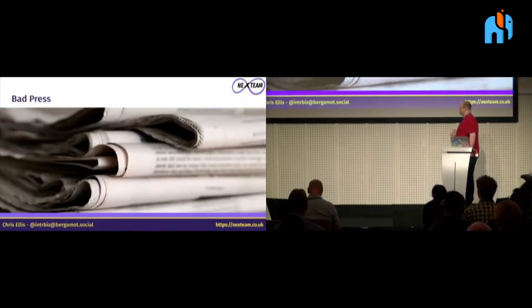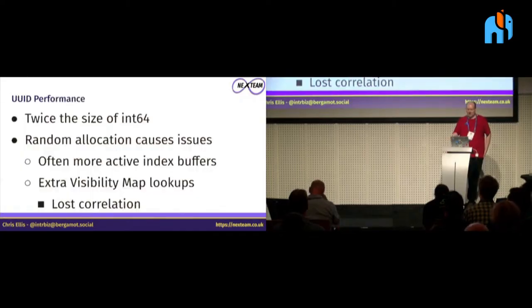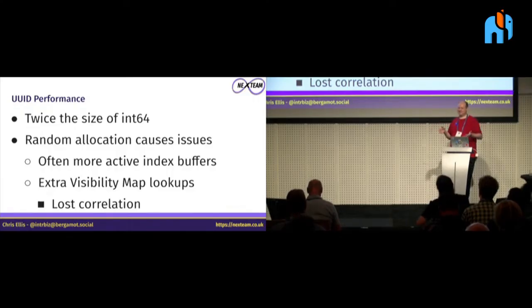So that leads me on to, well, what's the bad side of this debate? A lot of that comes down to a very simple point we'll start with, which is it's twice the size of a standard 64-bit integer, right? So you're going to use a bit more disk space. But realistically, in 2025, not really a problem.